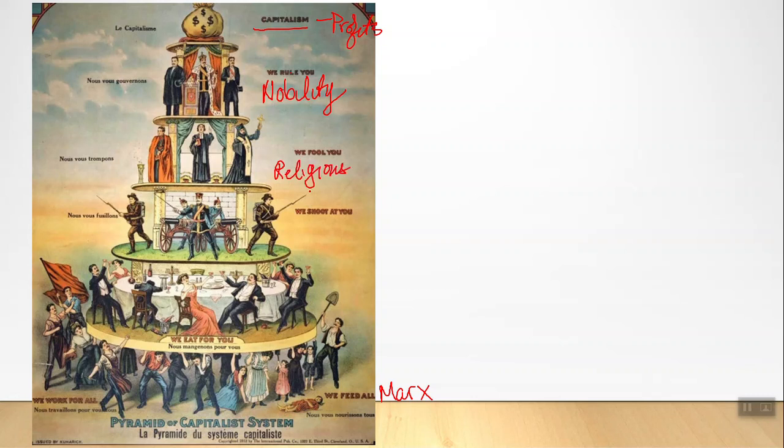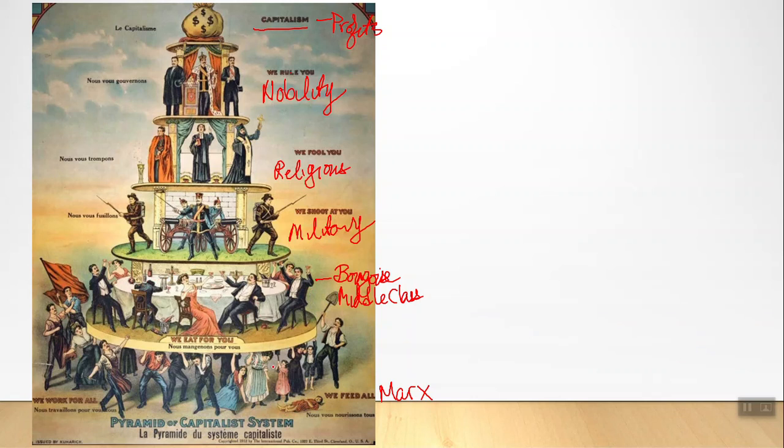This is the religious caste, which in Russia would have also been quite wealthy. We shoot at you would have been the military, keeping everything in order. Again, getting paid, getting bread, getting land, all of that. We eat for you. My writing here is not great. Sorry. It's hard to write with a mouse.